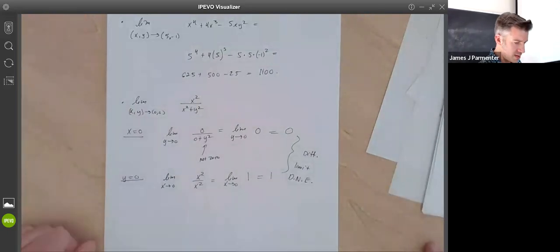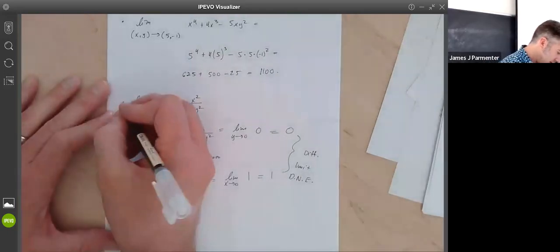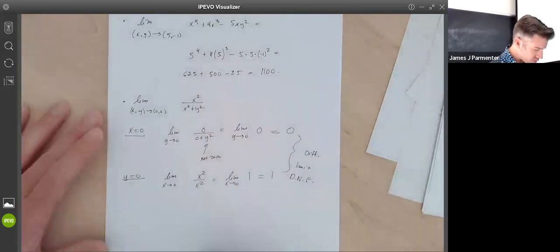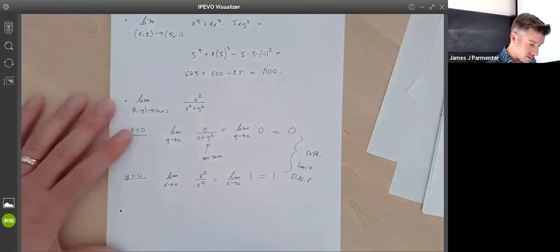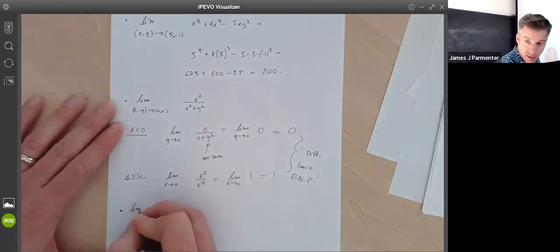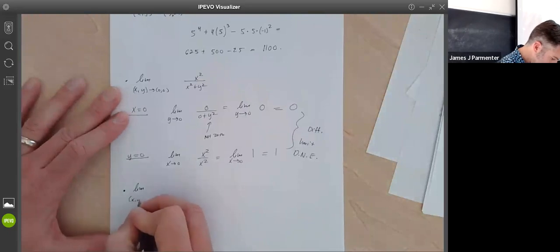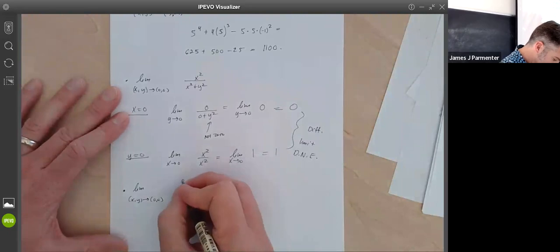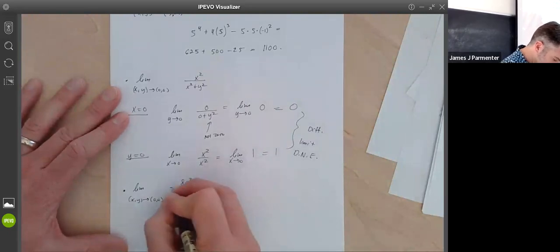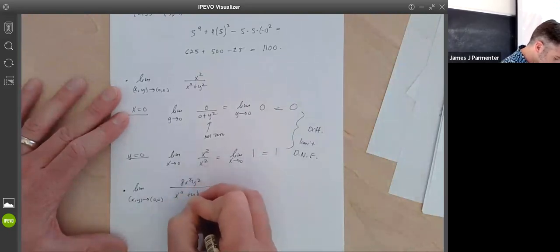And let's look at one that's a little more, I feel like this is a little atypical because usually both those paths result in the same sort of answer. Let's look at the next one, which is the limit as x, y approaches 0, 0 of 8x squared y squared over x to the 4th plus y to the 4th.